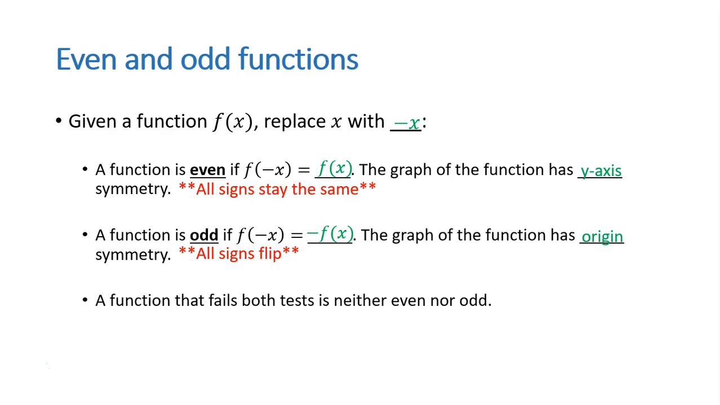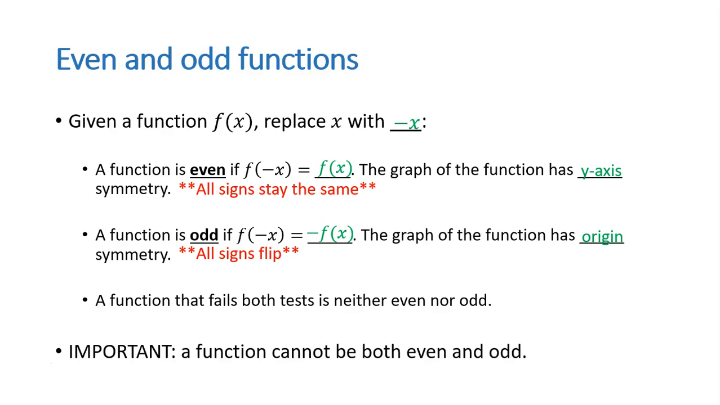And it's also possible that we could have a situation where the test is completely failed. We don't fall under either of these special cases, so our function is neither even nor odd. This happens if some of the signs stay the same, but some of the signs flip. So if we're somewhere in the middle between these two cases, then our function's neither even nor odd, and we don't have any special symmetry. So one thing to keep in mind is that a function cannot be both even and odd. So we just decided we can't have both y-axis and origin symmetry with a function, because then we'd also have to have x-axis symmetry. So when we perform this test, we're going to fall under one of the three cases, never any combination.